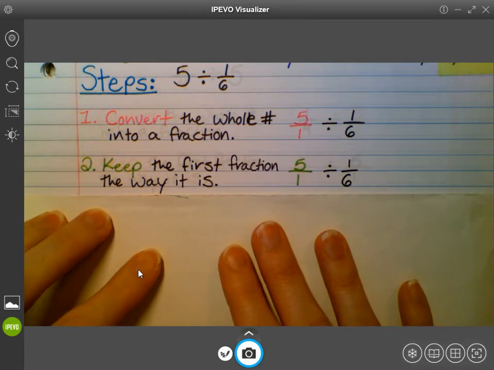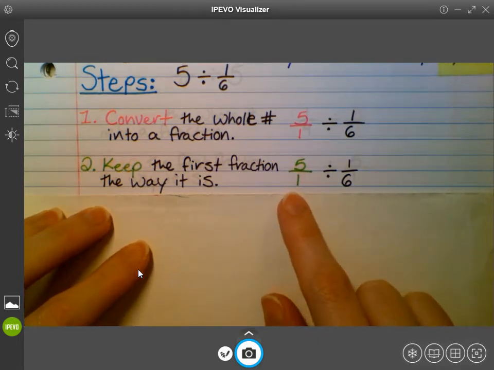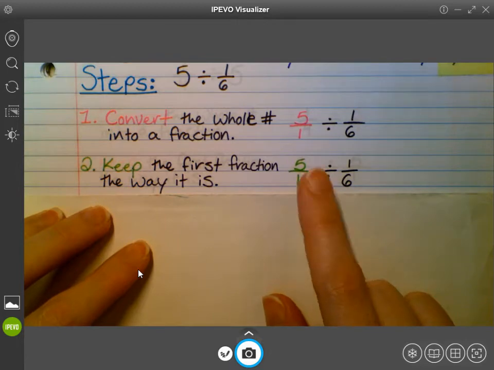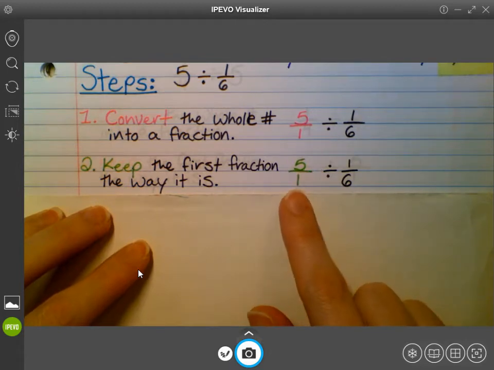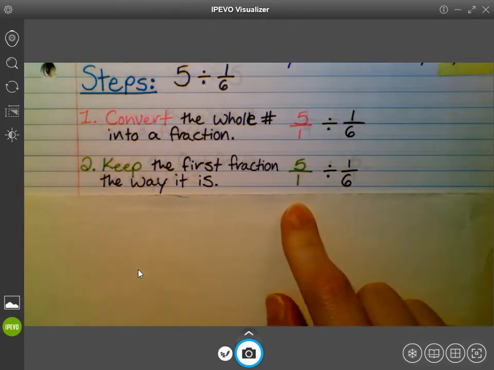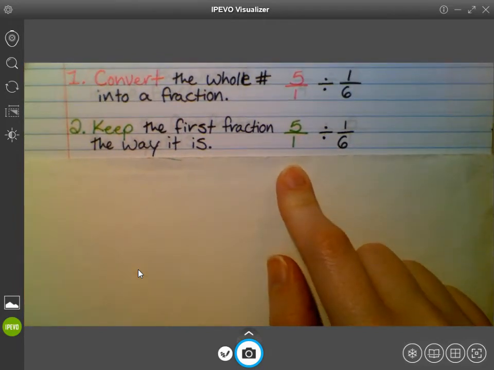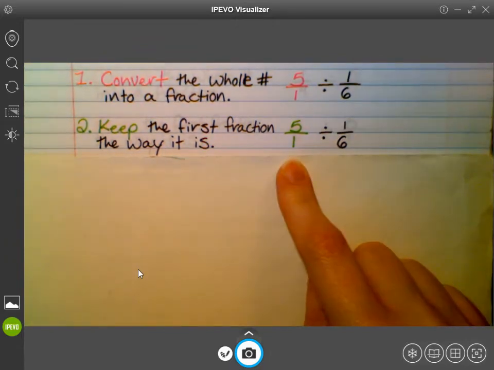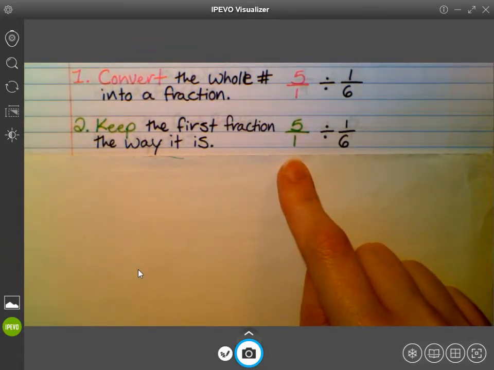The second step is we keep the first fraction the way it is. So now that we've turned that whole number in this case into a fraction, we keep it the way it is. We don't do anything to it. We keep it. And again, you might be thinking, well, why do you have to say that? I'll explain why after we go through all the steps. We keep the first fraction the way it is.